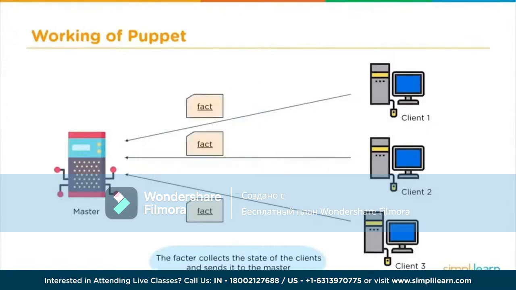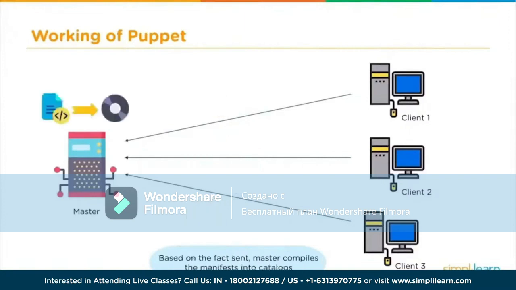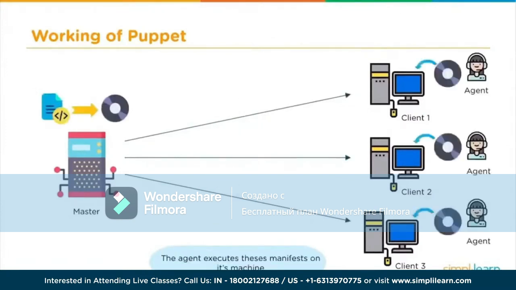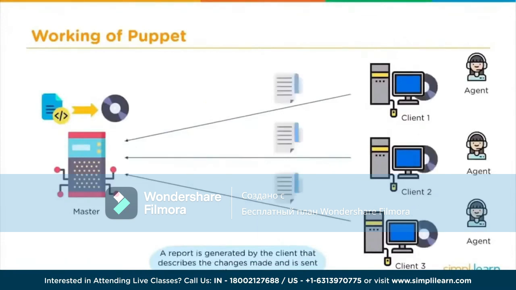The facter then collects the state of the client and sends that to the master. Based on the facts sent back, the master compiles manifests into catalogs, and those catalogs are sent back to the clients, and an agent on the client will then apply the catalog. A report is generated by the client that describes any changes that have been made and is sent back to the master, with the goal of ensuring that the master has a full understanding of the hardware and software running in your network.